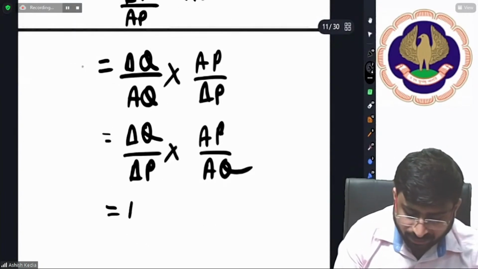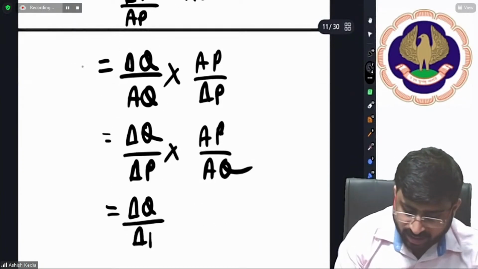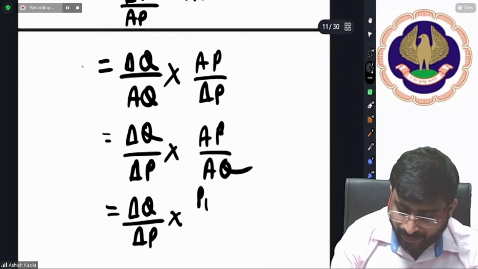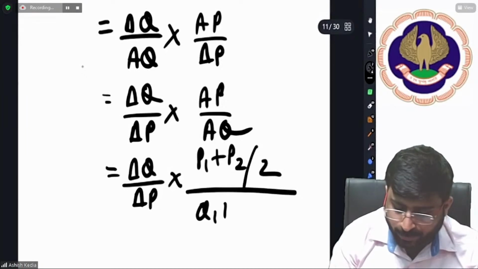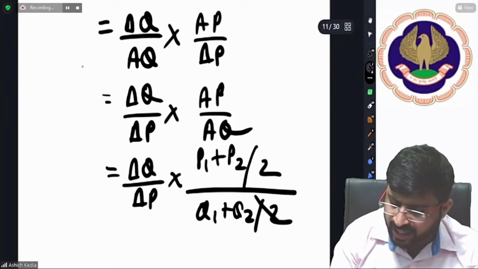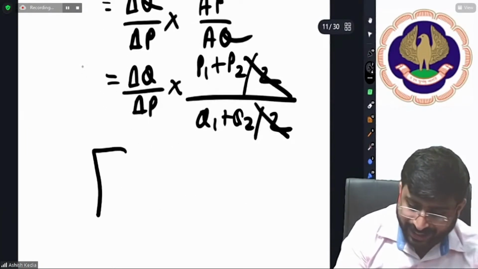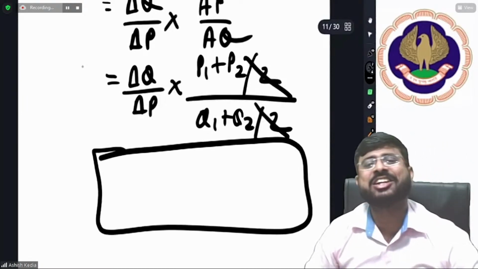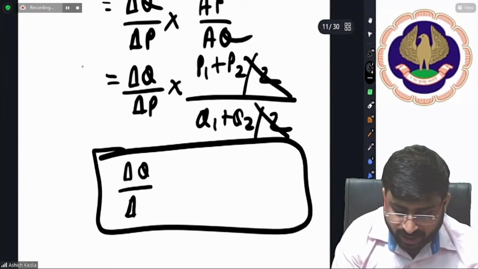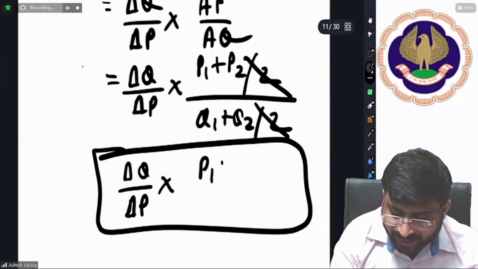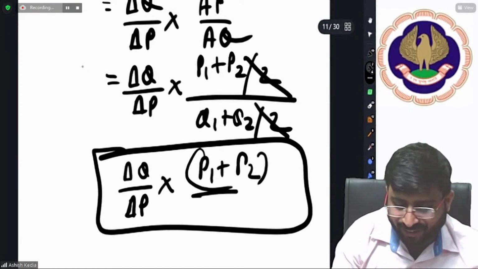So it simplifies to change in quantity by change in price into average price, which is P1 plus P2 by 2, by average quantity, which is Q1 plus Q2 by 2. Sir, we can cancel the 2, right? Yes. So we get the final formula written in our institute material, which is change in quantity by change in price into sum of prices by sum of quantities.